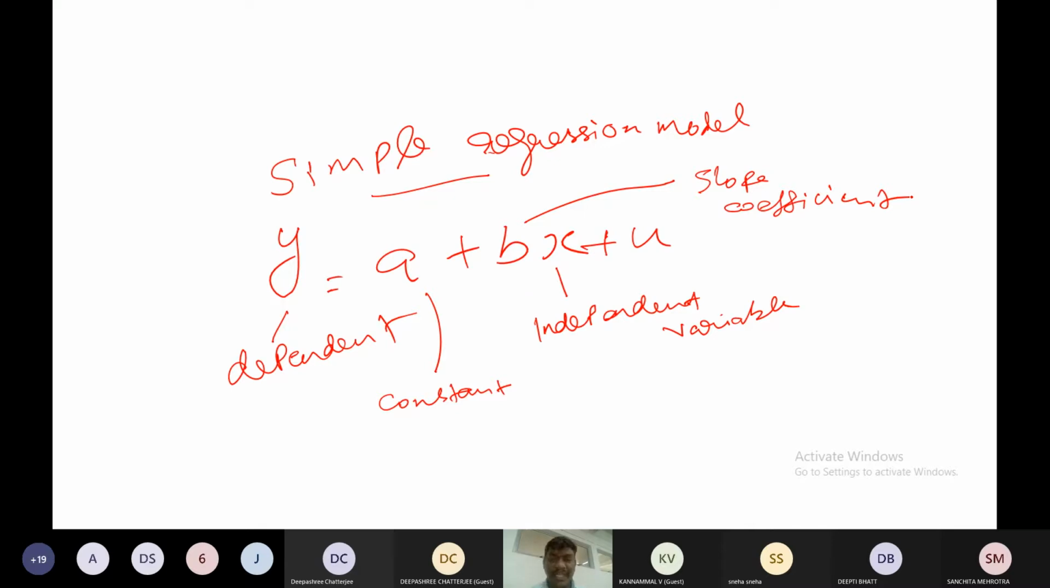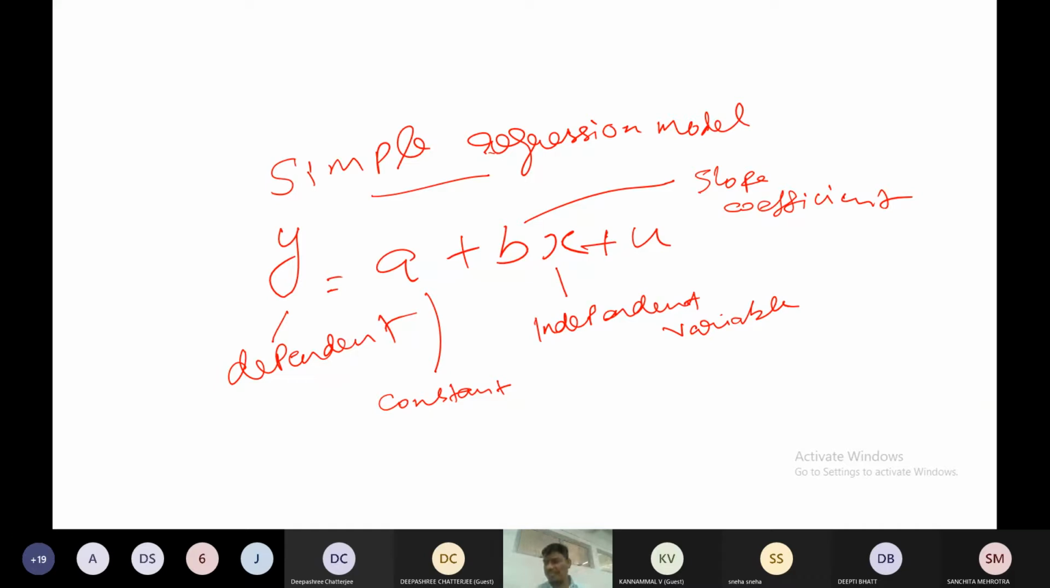What is A? When B is equal to 0, that is, when this particular part is 0, or rather when X equals 0, there is always some amount. So the value of A remains the same: the constant or intercept. One more thing I want to tell you: A is the intercept and B is the slope coefficient.